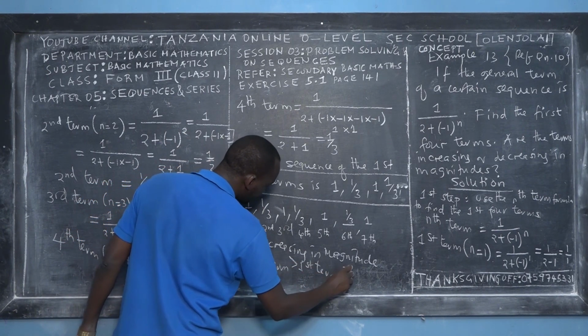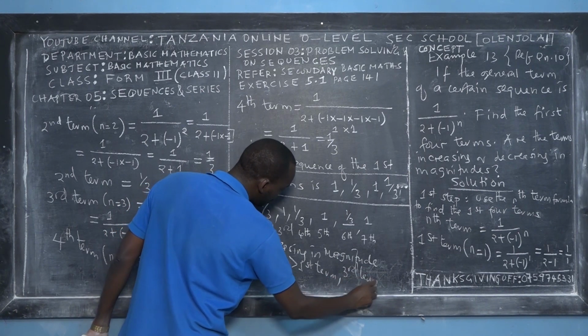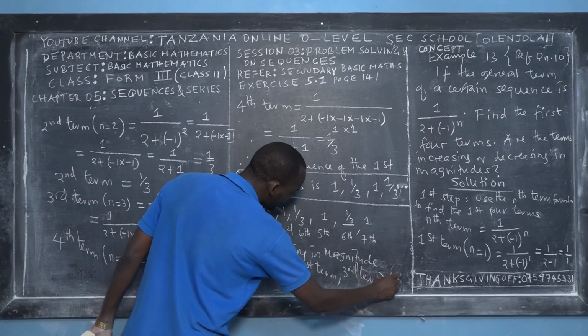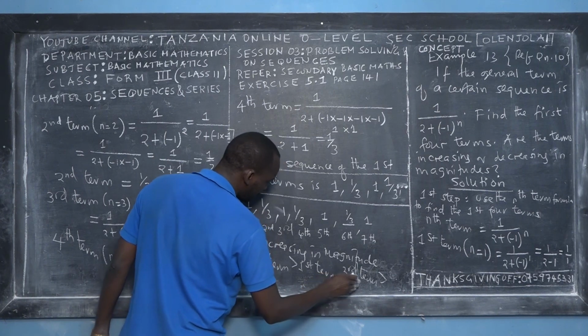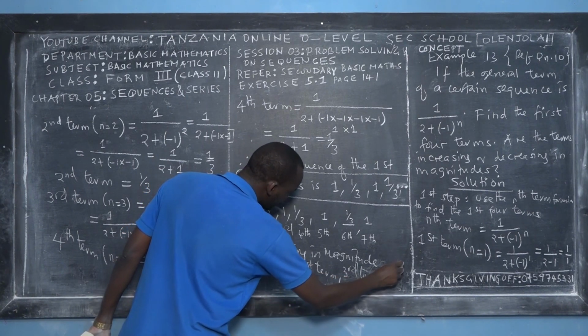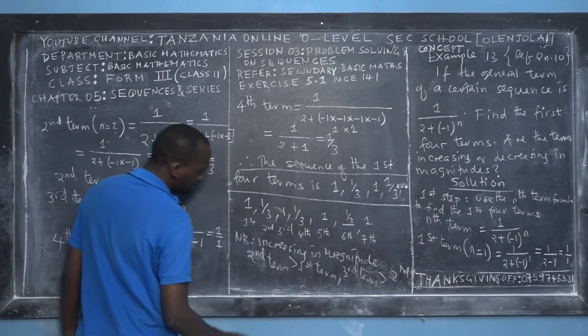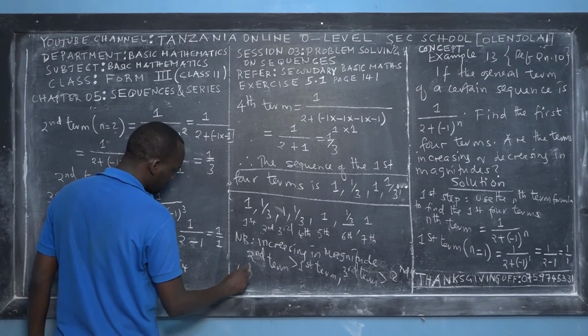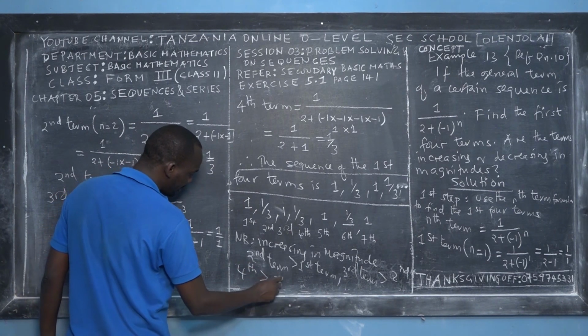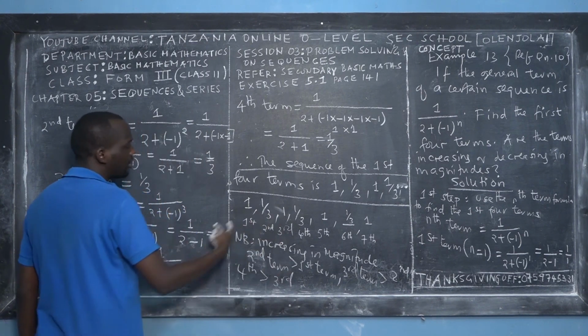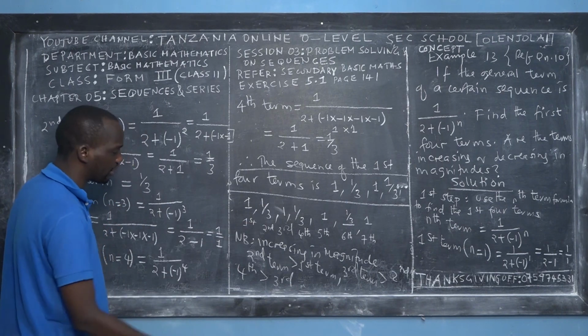The third term should be greater than the second term, and the second term should be greater than the first term. The first term should be greater than the third term. So you examine something like that. For decreasing, it is vice versa.